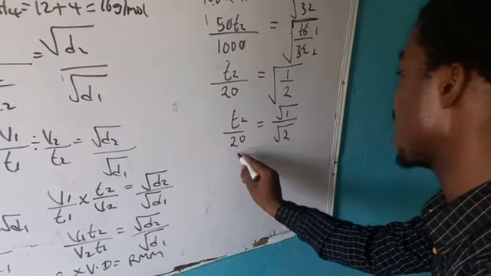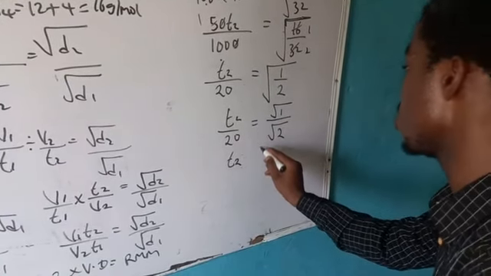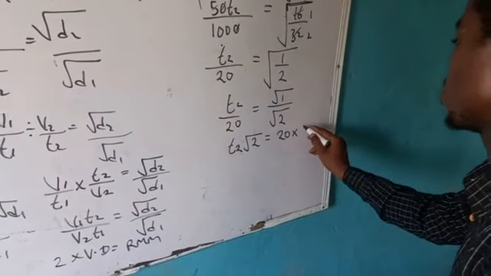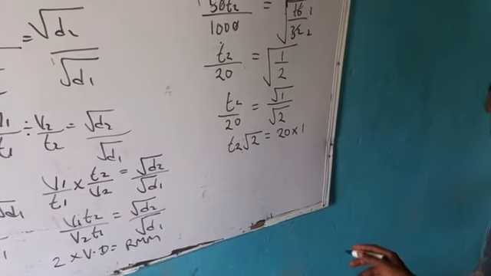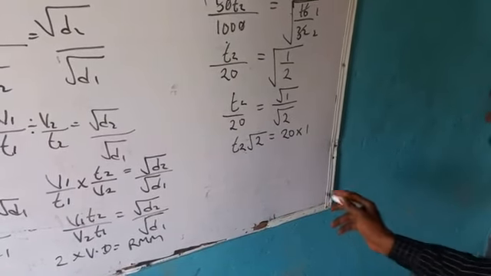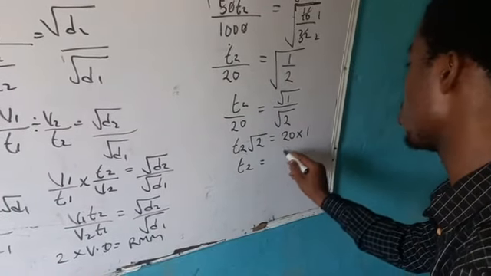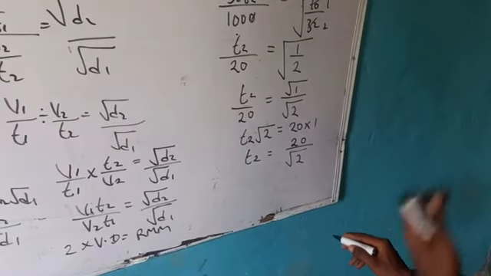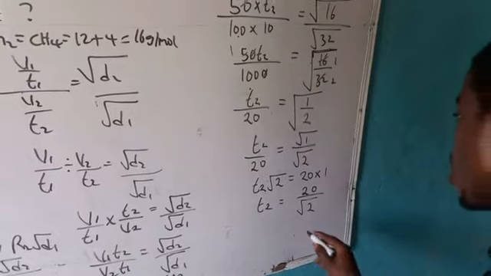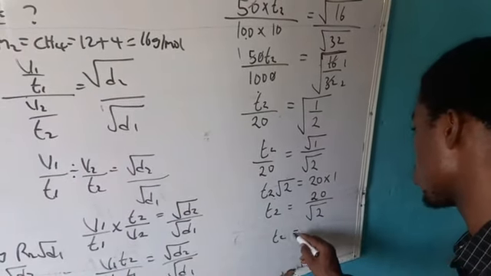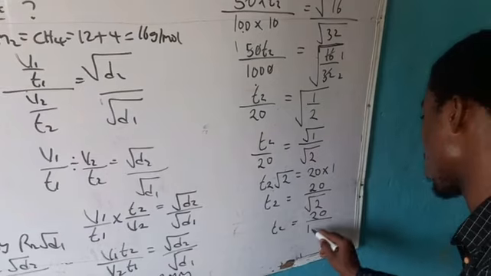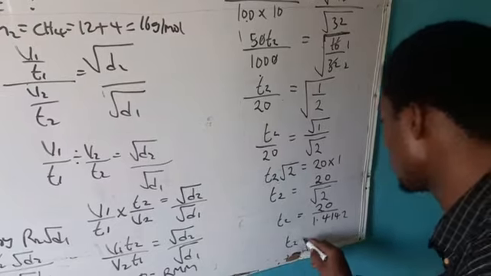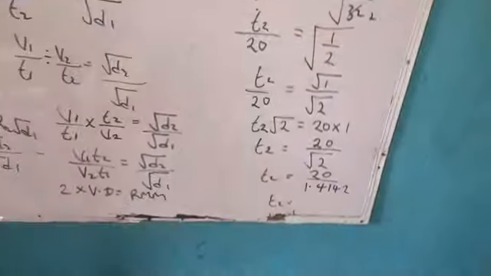So if I cross multiply, I will have T2 multiplied by root 2. That will give me T2 root 2 equal to 20 multiplied by square root of 1, that's 1. 20 multiplied by 1 will give me 20. So my T2 is equal to 20 divided by root 2. And what is root 2? Root 2 will give me 1.4142. So my T2 is equal to 20 divided by 1.4142.